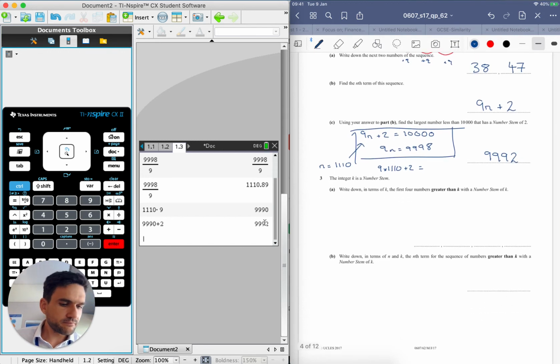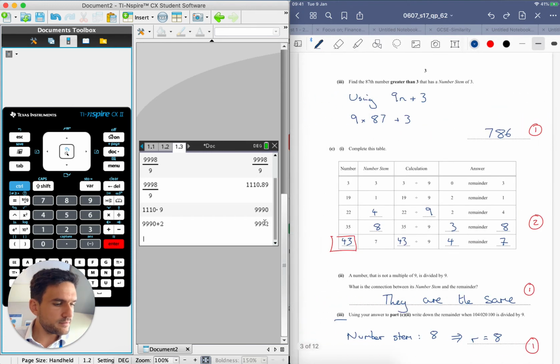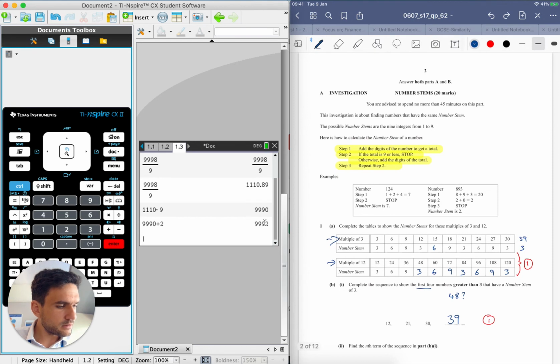Okay, question 3. The integer k is a number stem. Right, some algebra going on. Write down in terms of k the first 4 numbers greater than k with a number stem of k. Well, we need to generalize from what we've seen previously. What we had before was 9n plus 2 for numbers greater than 2 with a number stem of 2. Previous to that, we had numbers greater than 3 with a number stem of 3.